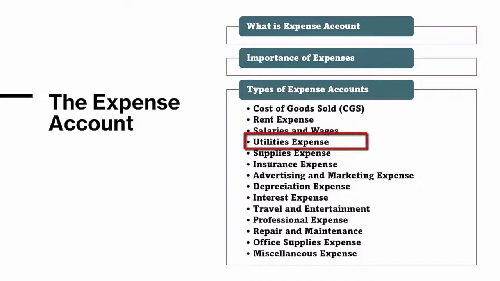4. Utilities expense. This includes electricity, water, gas, and other utilities used by the business. 5. Supplies expense. The cost of office supplies and other small items needed for day-to-day operations. This could include paper, pens, printer ink, and cleaning supplies.